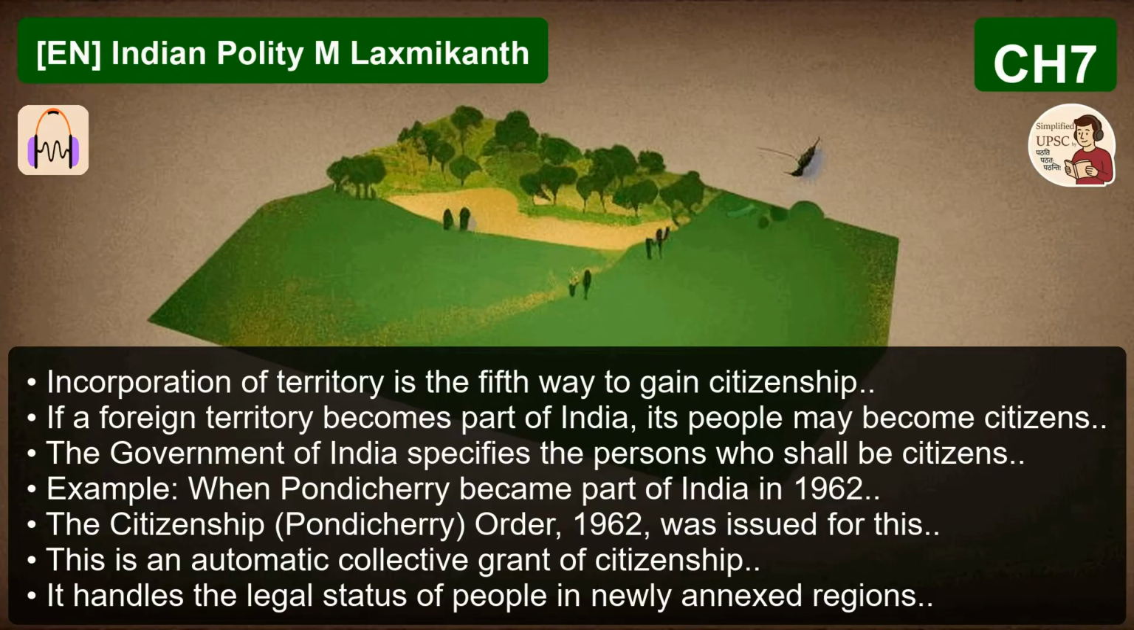And fourth and fifth, we have Article 29 and Article 30. These are the crucial cultural and educational rights. Article 29 is for the protection of language, script, and culture of minorities. And Article 30 grants the right of minorities to establish and administer educational institutions.